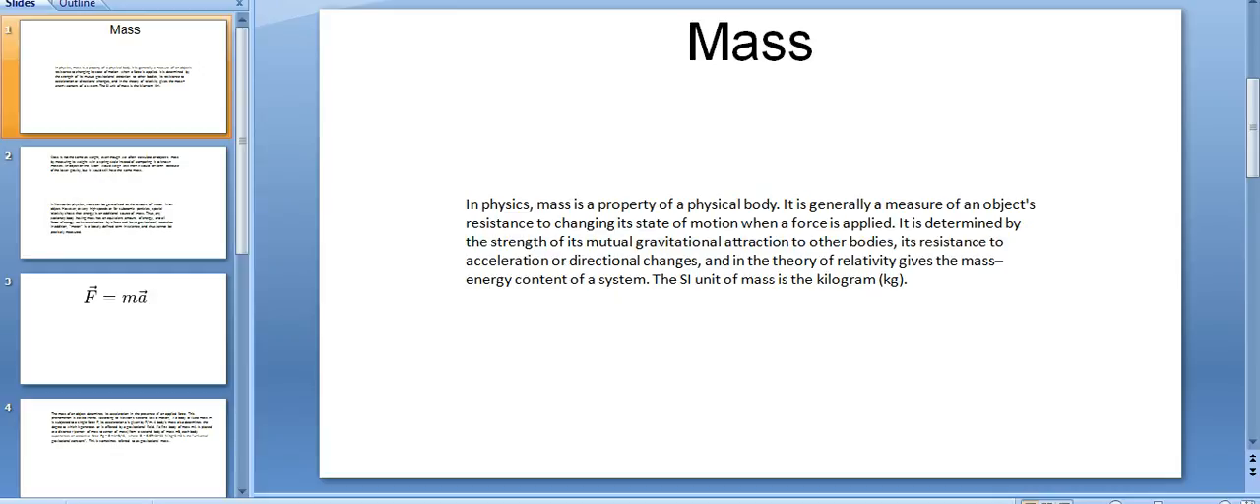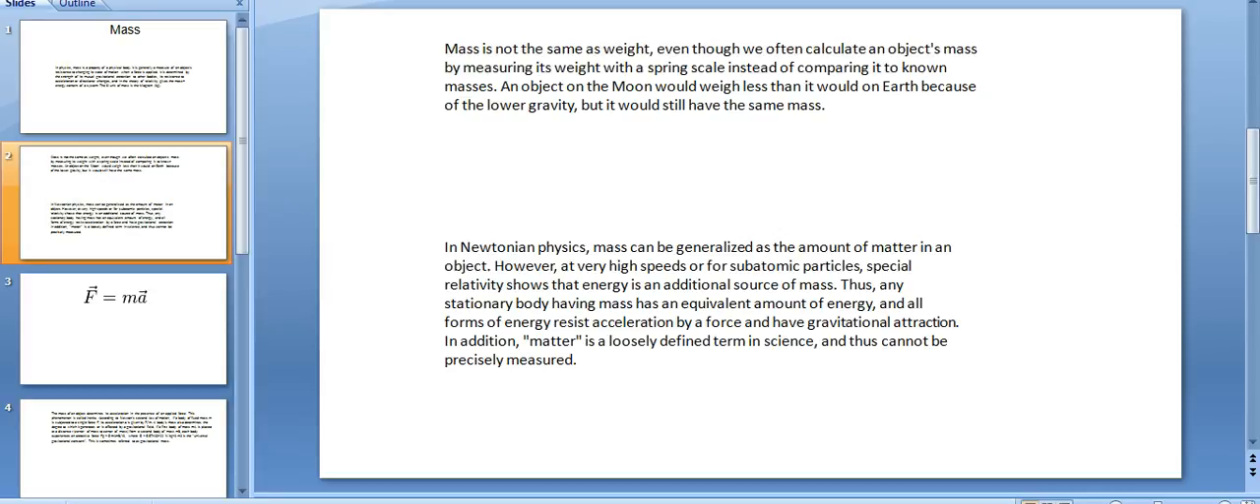The SI unit of mass is the kilogram, kg. Mass is not the same as weight, even though we often calculate an object's mass by measuring its weight with a spring scale instead of comparing it to known masses. An object on the moon would weigh less than it would on Earth because of the lower gravity, but it would still have the same mass.